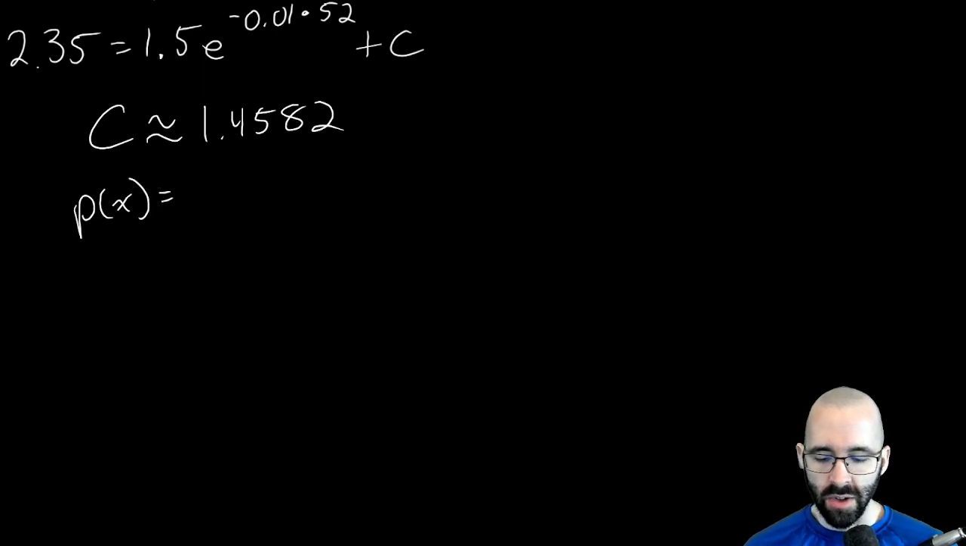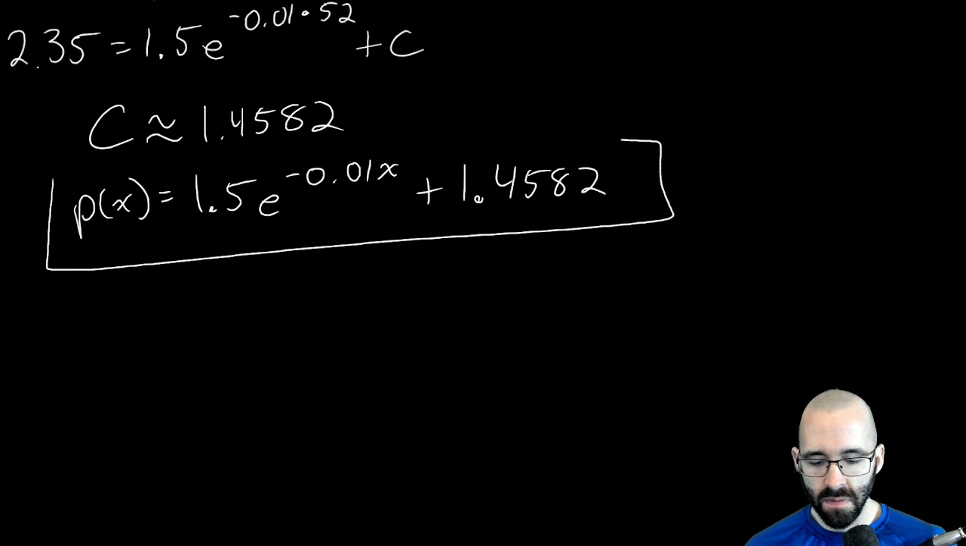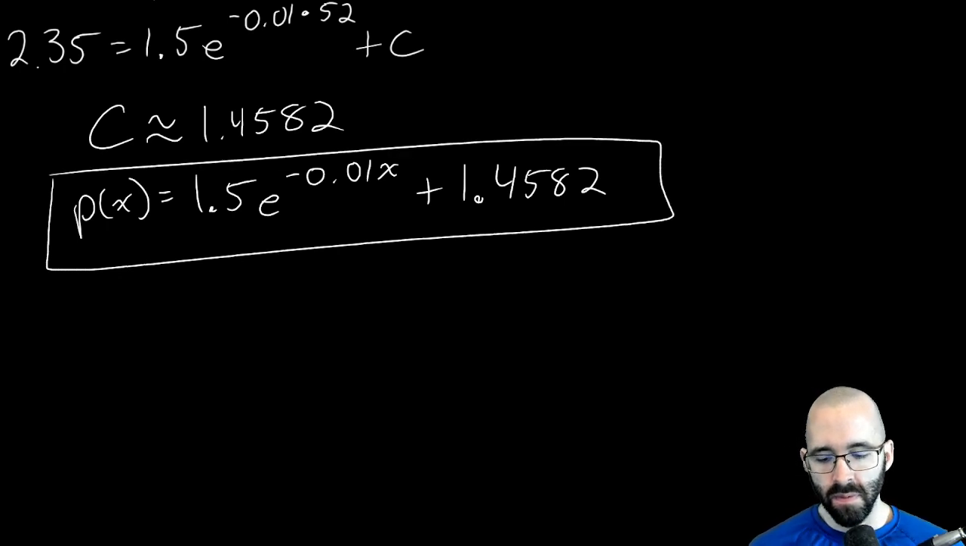So our relationship between demand and price is now going to be 1.5 e to the negative 0.01 x plus c, where c is 1.4582. Now, this question could be added to with a follow-up. I mean, there already is a follow-up, but there could be a middle follow-up.